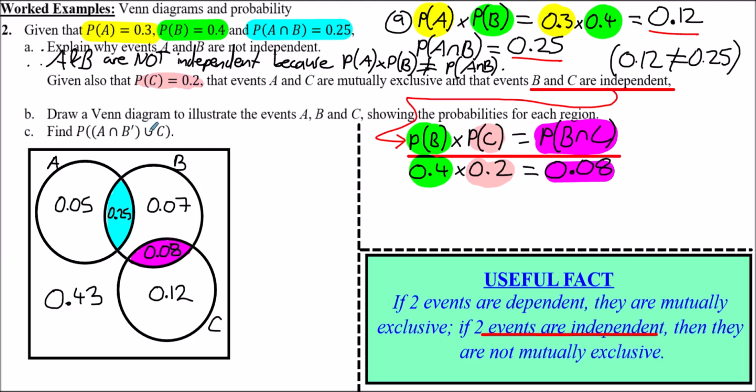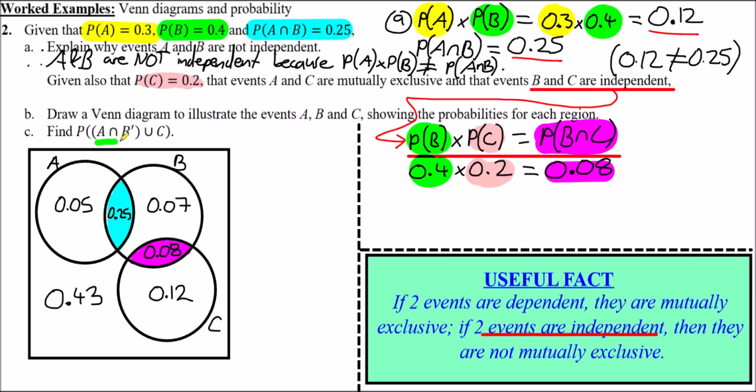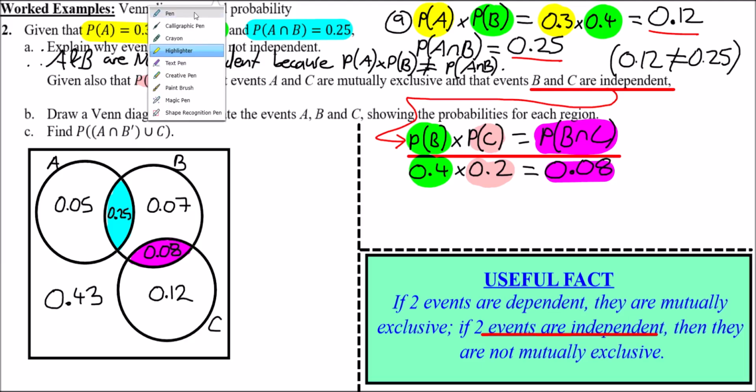So now, finally, for part C, we need to work out the probability of this awful looking thing here. So let's just consider this very carefully so we don't make a mistake with our shading or whatever, because that's the common way where you'll go wrong for part C. So first of all, let's work out this section here in the bracket. So A and B dashed.